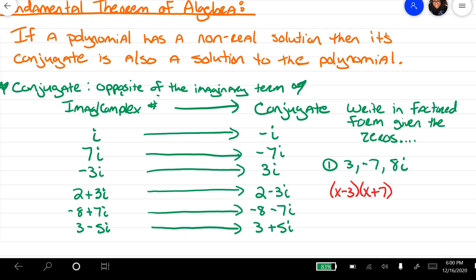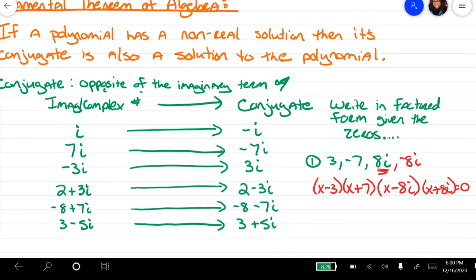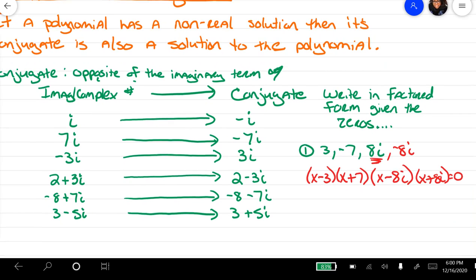Now, the thing that's different is the fact that now we have a non-real solution. So when it's a non-real solution, you could see it as x minus the 8i, because that's the original. But this is telling us that if it's a non-real solution, then its conjugate is also a solution. So that means not only is 8i a solution, but negative 8i is a solution. So we would have x minus 8i and x plus 8i. And again, we would still put that equal to 0. That would be this answer in factored form.